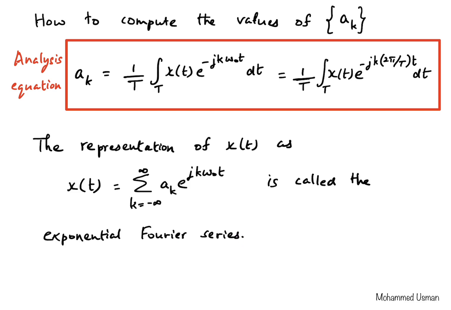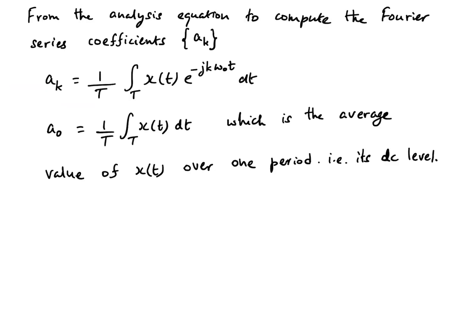So now let us look at the analysis equation a bit deeper and try to understand in particular what the Fourier series coefficient corresponding to k equal to 0 represents. The analysis equation, which is given by this, is how we compute the values of a_k. So for each value of k, we put the corresponding k value here in this exponential and compute this integral. Now this integral is over one period T.